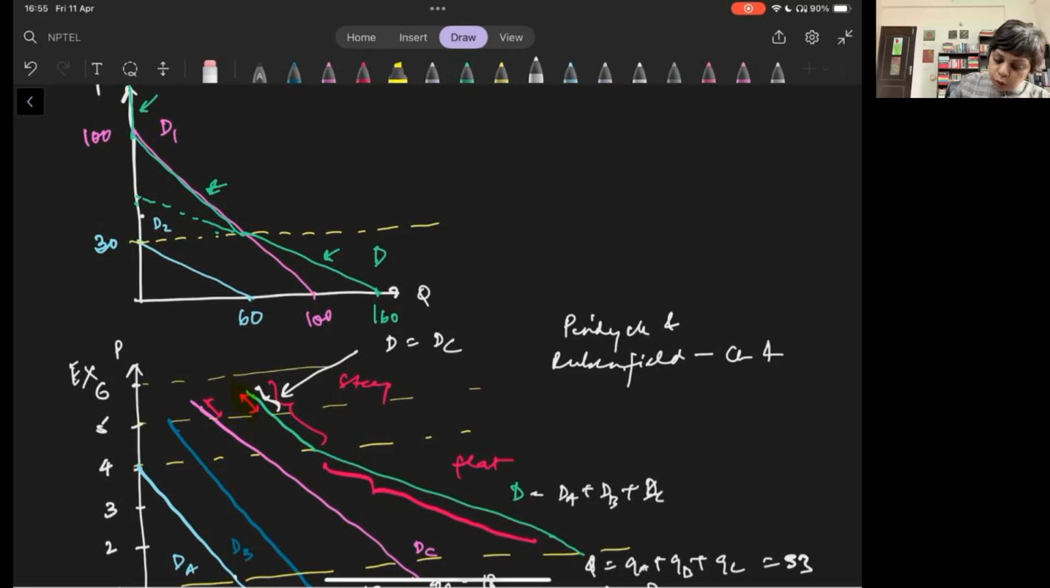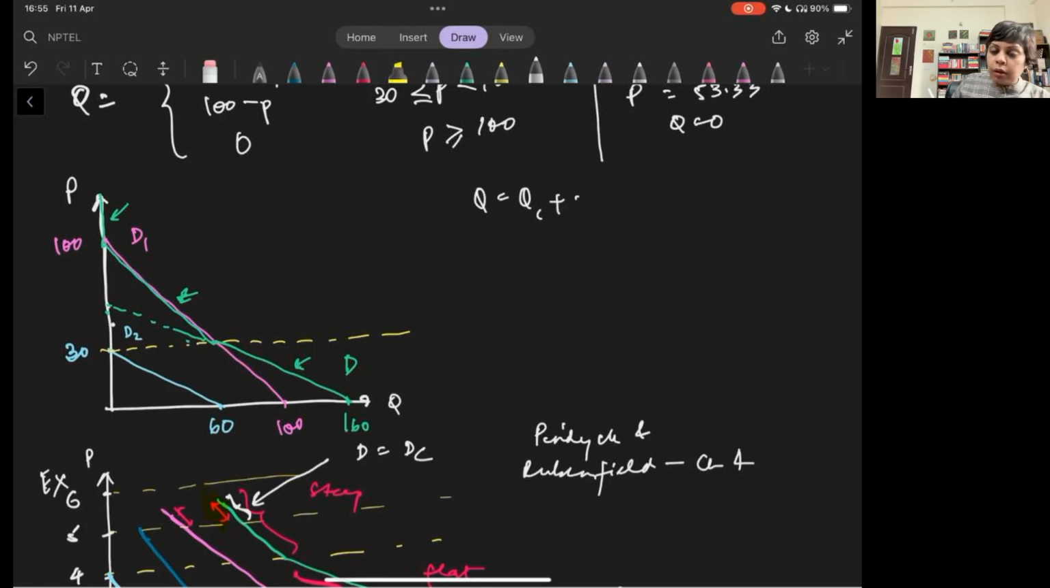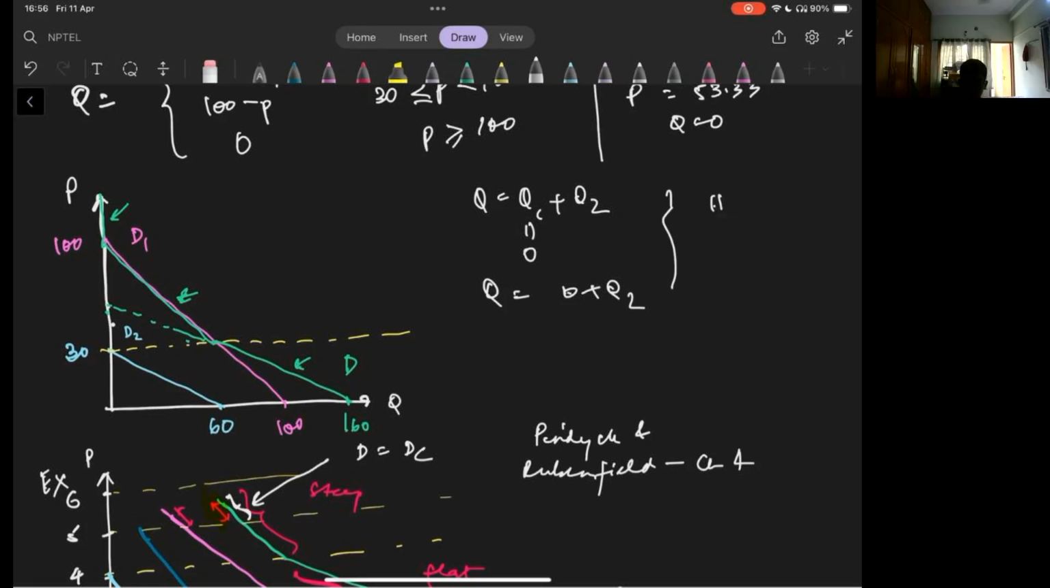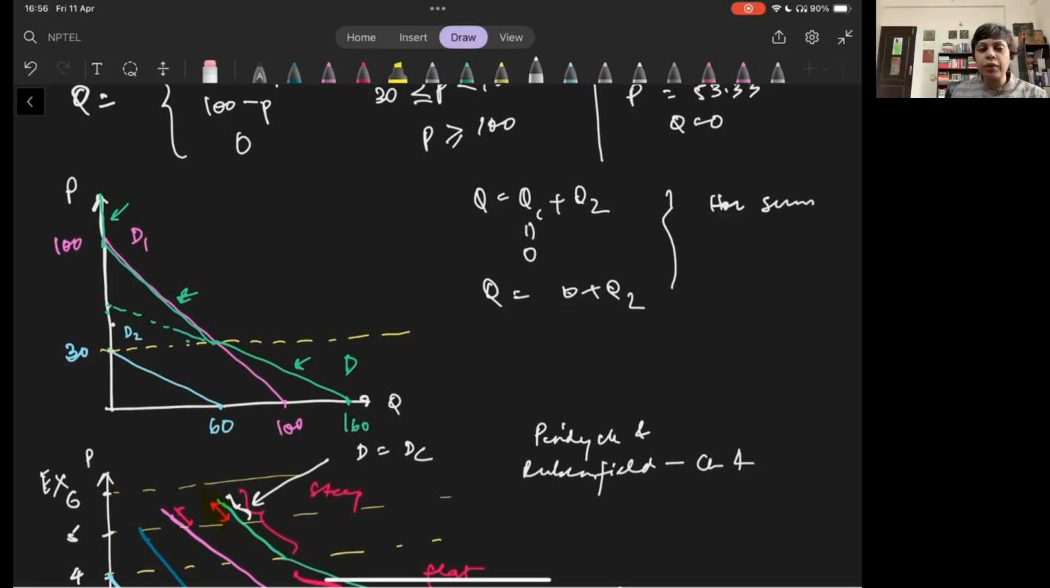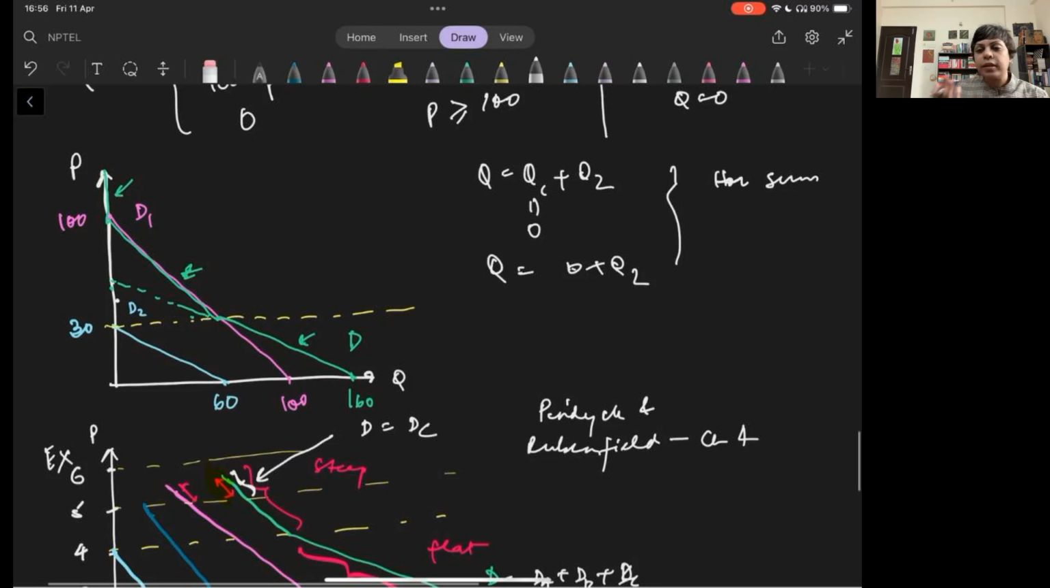If Q is equal to Q1 plus Q2, it's not just Q1 plus Q2. If Q1 equals 0, then Q is nothing but 0 plus Q2. That is what horizontal sum means. Which is what we are doing. We're just finding out at what value Q1 is becoming 0 or Q2 is becoming 0. You understanding? At P equal to 30, Q2 is becoming 0. We are still taking a sum of Q1 and Q2. It is just that Q2 is 0. That's all.